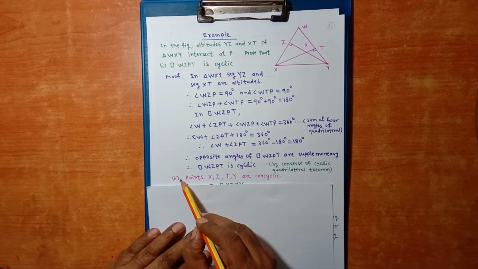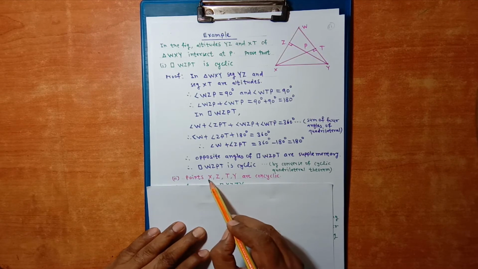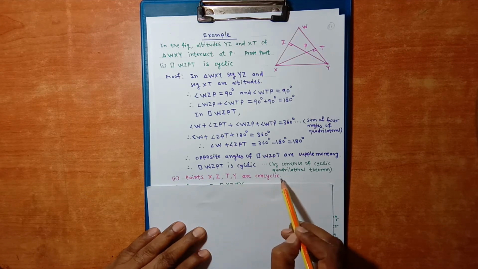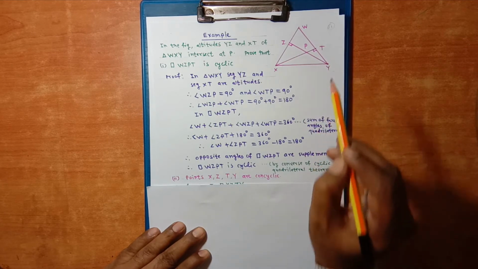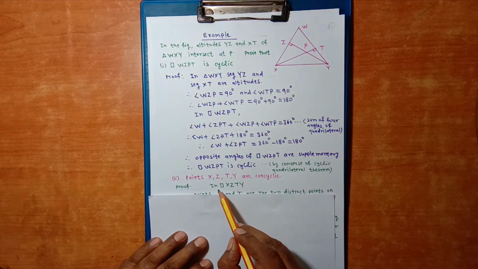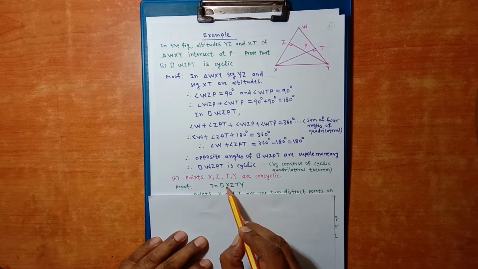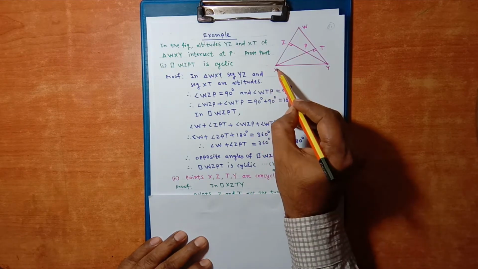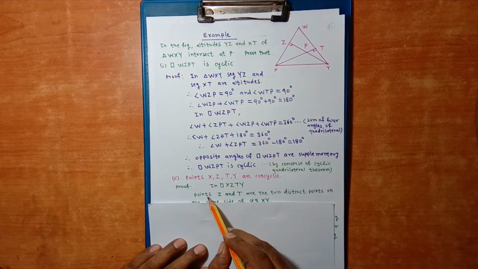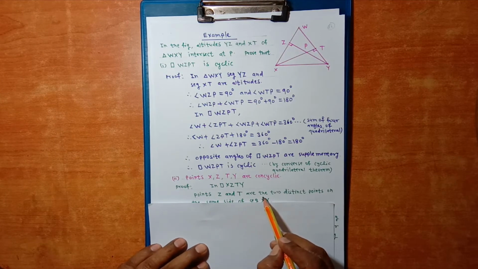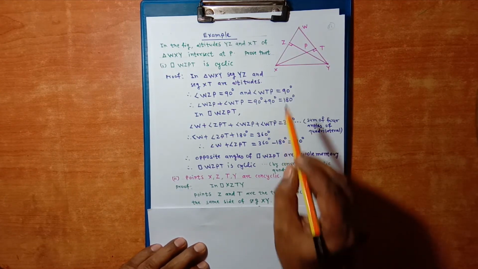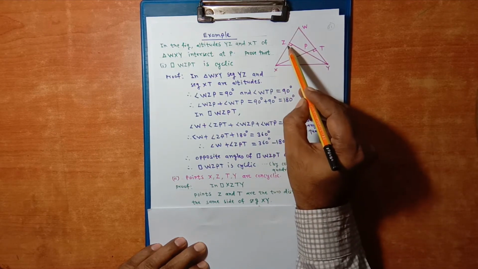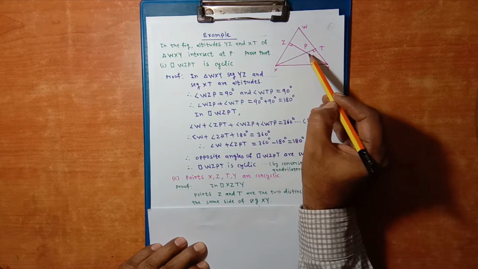Now, second sub question: points X, Z, T, Y are concyclic. X, Z, T, Y, these are the 4 points. Let us start its proof. In quadrilateral XZTY, points Z and T are two distinct points on the same side of the segment XY. This is segment XY. Points Z and T lie on the same side.